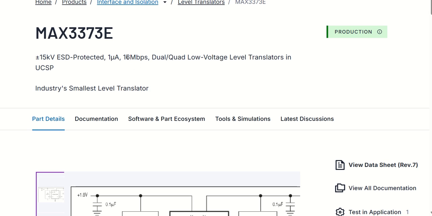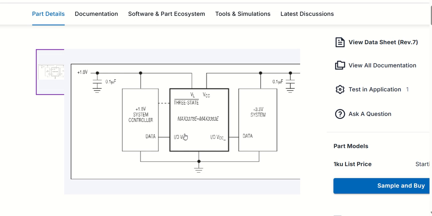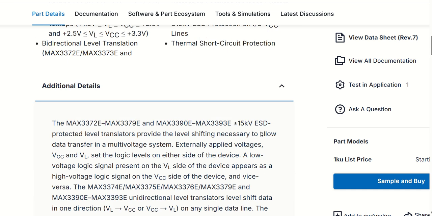And it is having 16 Mbps of speed, and it has dual and quad low voltage translators. All right. Then you can see this is the controller, and this is the IC that is there. So we have VL and VCC. Data is going to get transferred from the controller to your VL, and VL is trying to send it to VCC with higher level voltage. Okay. So this was all about this.